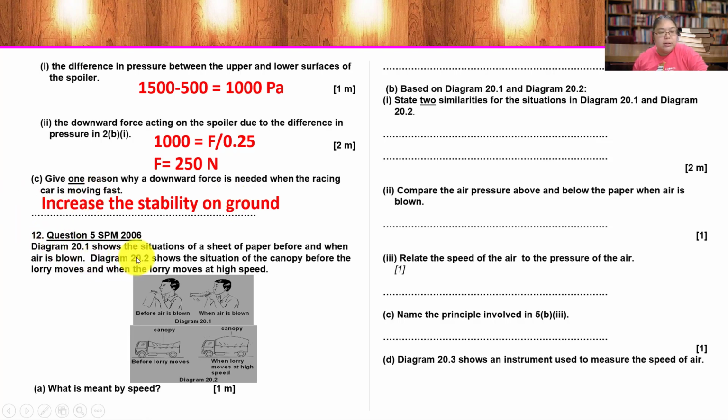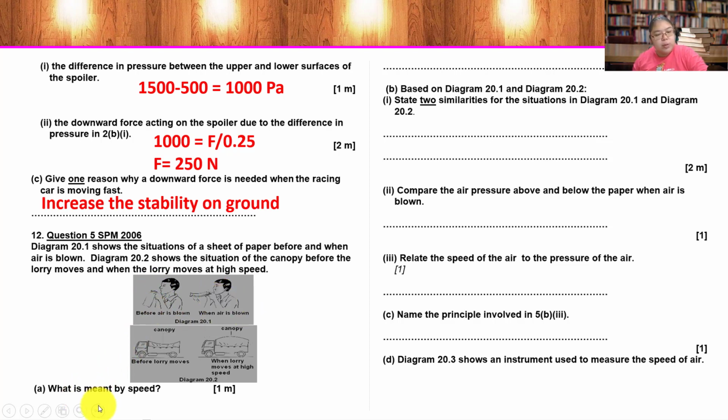Okay, then we go to question 1006. This one shows the situation where a student blows the paper, before and after they blow. Diagram 20.2 shows the situation for the canopy before the lorry moves and also when the lorry is at high speed. So before the lorry moves means no air. When it moves, that means you have air passing, right? So you find the canopy will go up. This one is also the same. Before the student blows, the paper goes down. When they just blow, the paper will lift up.